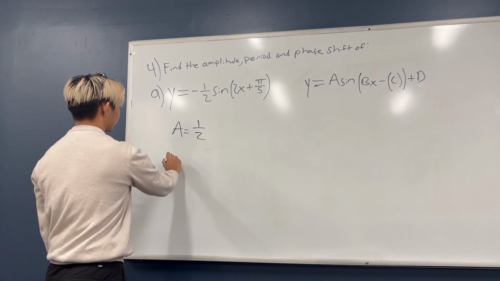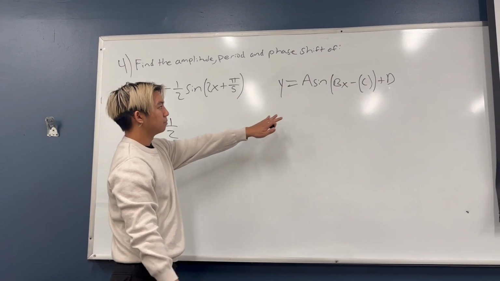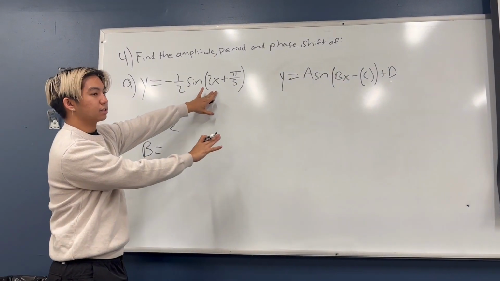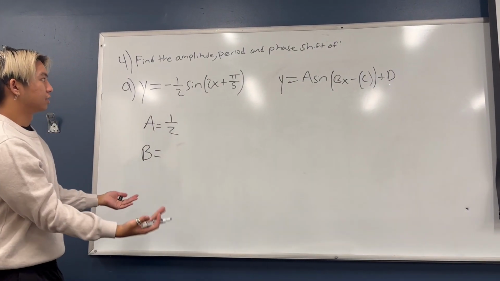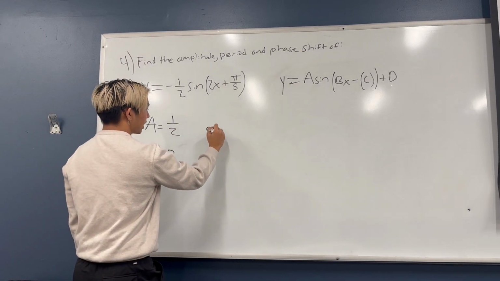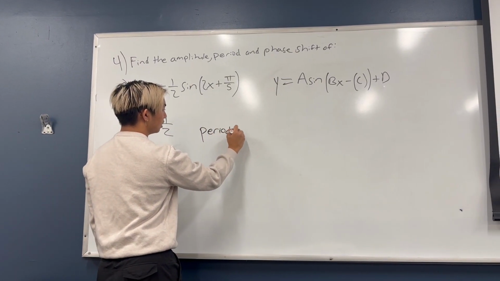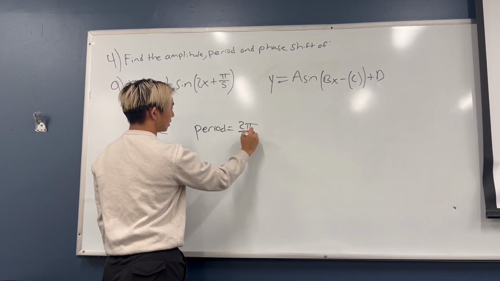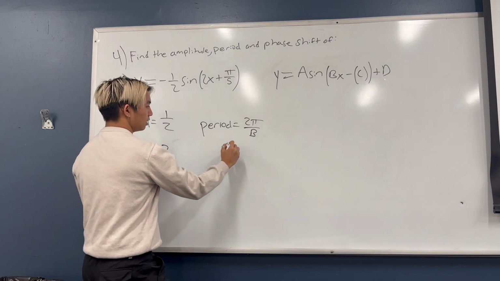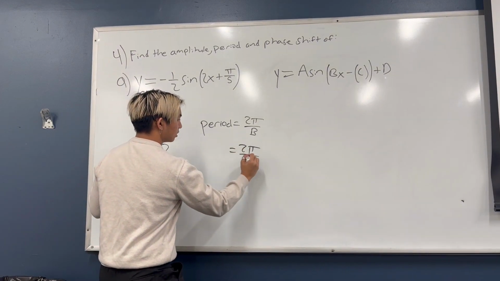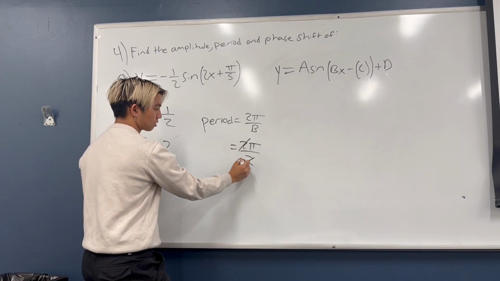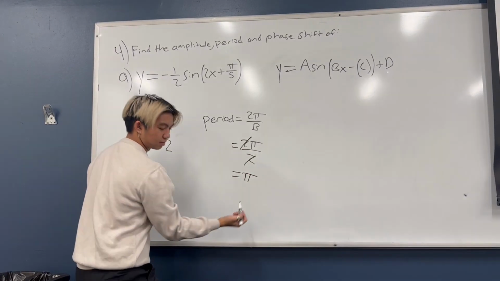Period. Here we're trying to find the b value. b is inside the parentheses, bx, and here we have a 2x inside the parentheses. So our b is just 2. But we're not quite done yet, because we're trying to find the period. There's a formula for period: 2 pi over b. We just found b, so if we plug it in, we have 2 pi over 2. We have a 2 on the top and a 2 on the bottom, so we cross those out, and our period is equal to pi.